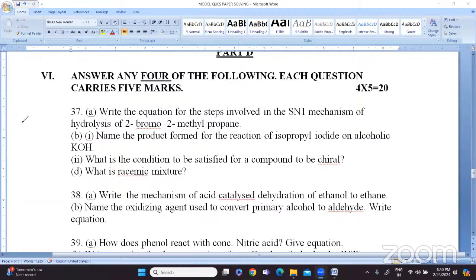So what is question 37 A? What type is it? It is an SN1 mechanism. They have mentioned SN1 mechanism here. Write the equation. What are the steps involved, students?